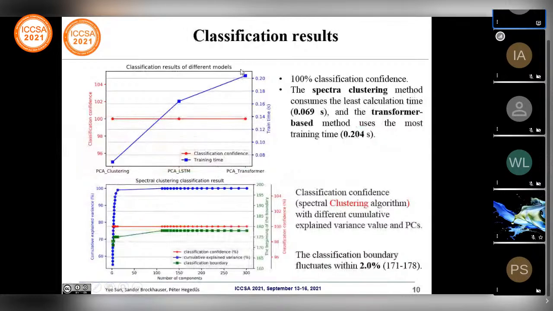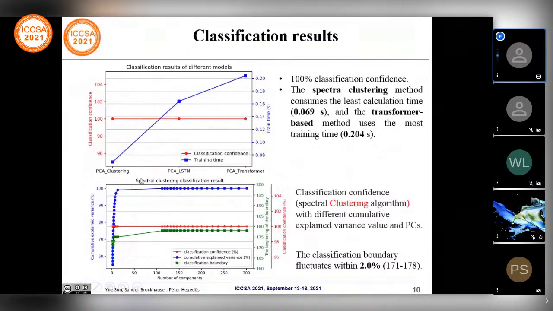And here is our classification result. All three models can achieve 100% classification confidence, while the clustering method consumes the least calculation time, and the transformer-based method consumes the most training time.